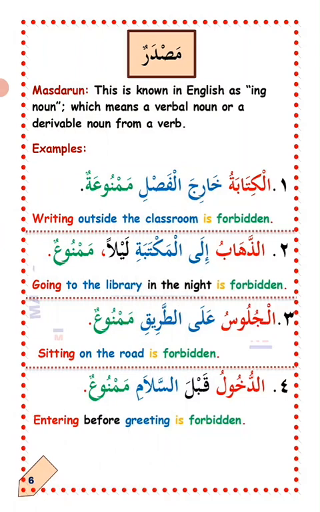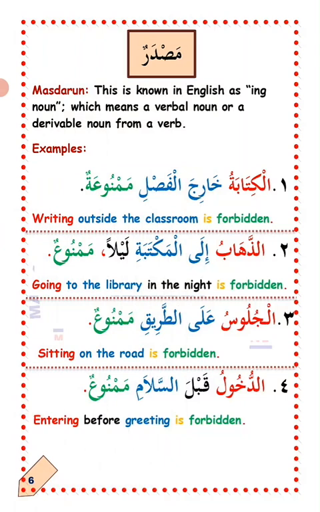Wahid, number one. Al-kitabatu kharij al-fasli mamnu'a. Al-kitabatu, writing, kharij al-fasli, outside the classroom, mamnu'a, is forbidden. So the example of masdar is al-kitaba. Al-kitabatu is the masdar from kataba yaktubu kitabatun. So kitaba is the masdar of kataba yaktub.